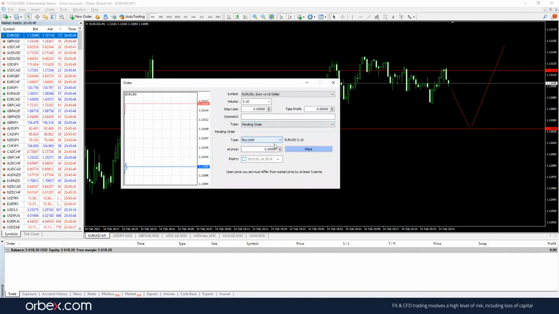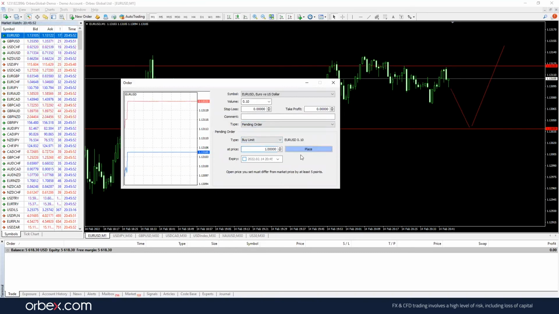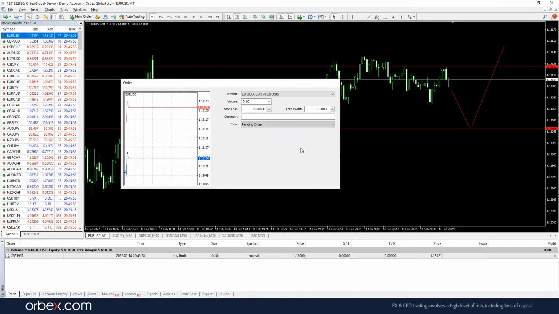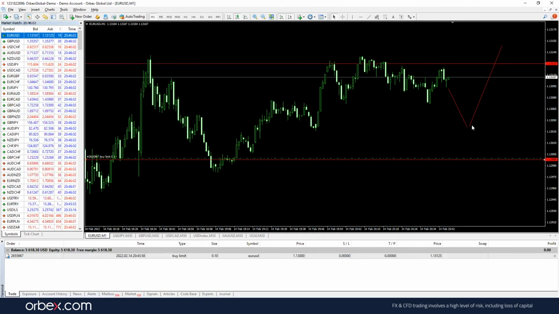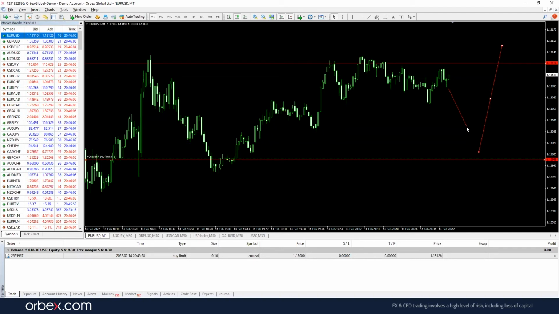So pending order, so buy limit, and we've got 1.13. Let's just do 113 round. So we're expecting the price to move lower. I think I know what I was doing with the sell stop. I was putting 130 instead of 113. So apologies for that, but you get the general idea. So now what we're expecting on this buy limit is the market to move lower, hit and activate, and then start moving higher.